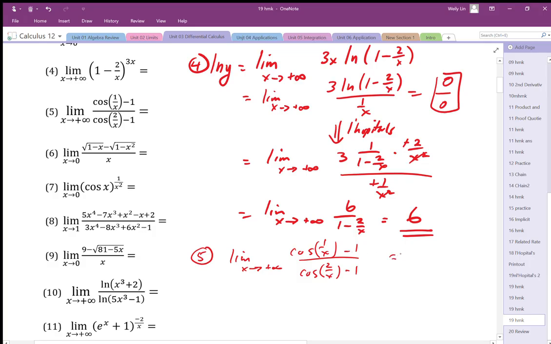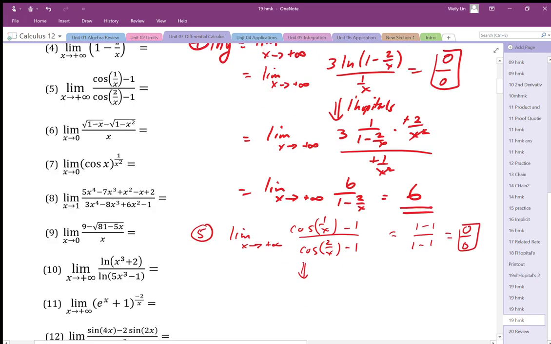Okay, when I plug it in, I'm going to get cos 0 is 1, minus 1 over 1 minus 1 is 0 over 0. Okay, so there's my condition. So I'm going to apply L'Hopital's.